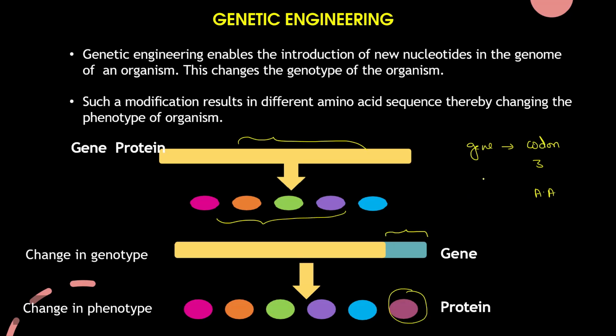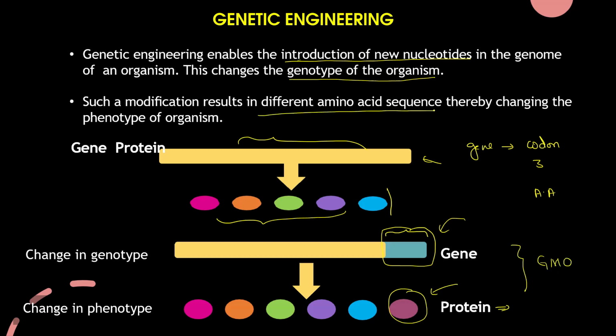Understood? So genetic engineering allows the introduction of new nucleotides into an organism so that the genotype of the organism is also changed. That means as I'm introducing the blue color here, the new DNA, into my DNA, instead of having only up to the blue color of amino acids, I got one extra color. As the protein changed, we call it a genetically modified protein, or these organisms genetically modified organisms, which results in a different amino acid sequence, thereby changing the phenotype of the organism.